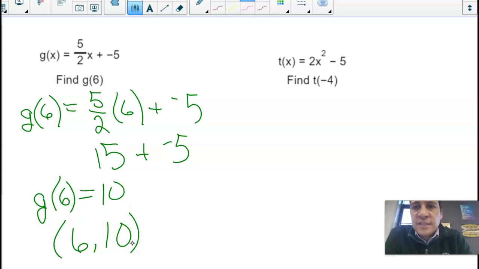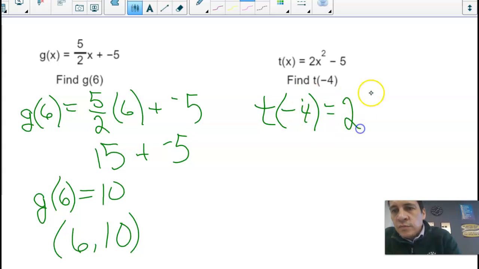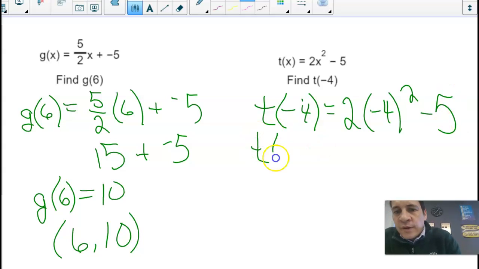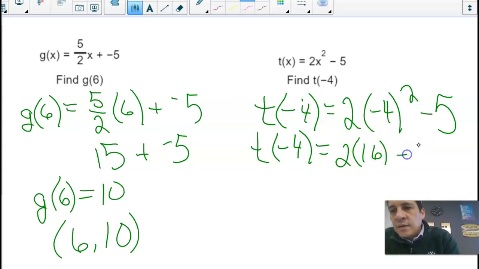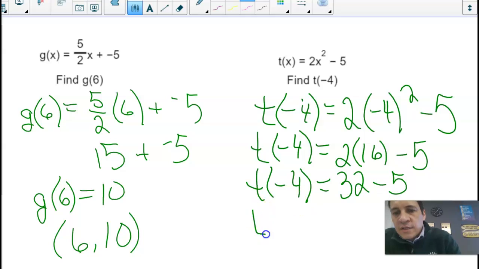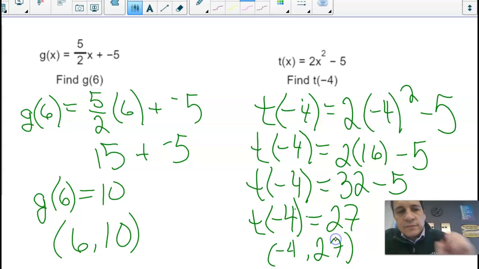Let's look at this function t. T of x is 2x squared minus 5. Well, I've got t of negative 4. That's equal to 2 times negative 4 squared minus 5. Follow the order of operations, and we see that this is going to be 2 times 16 minus 5. 2 times 16, that's equal to 32 minus 5. T of negative 4 is equal to 27. So again, the ordered pair that would be represented here would be negative 4, 27.